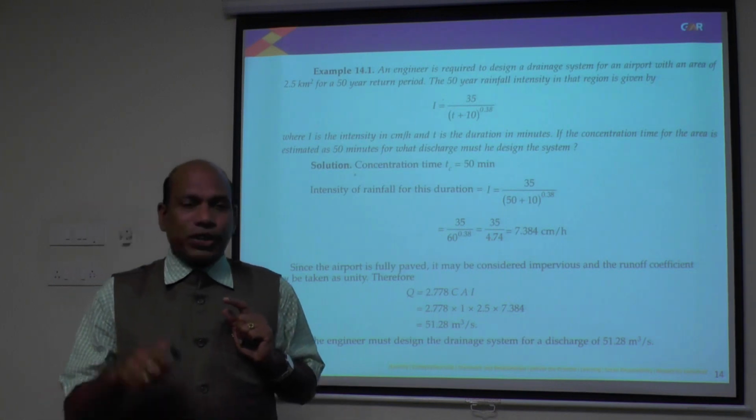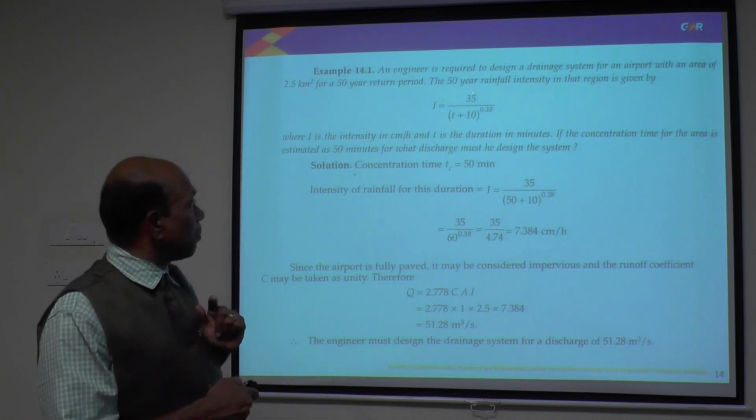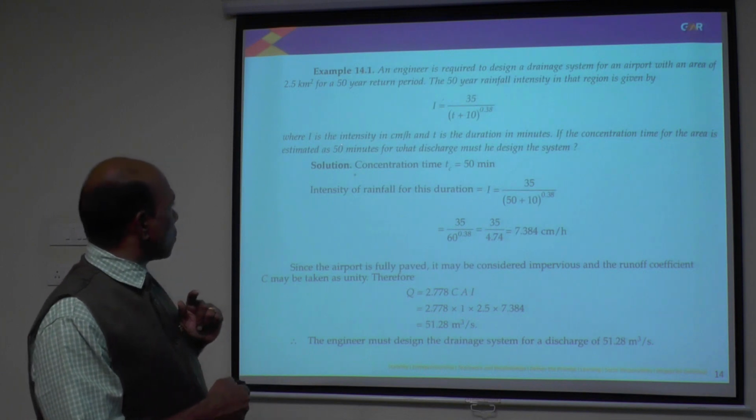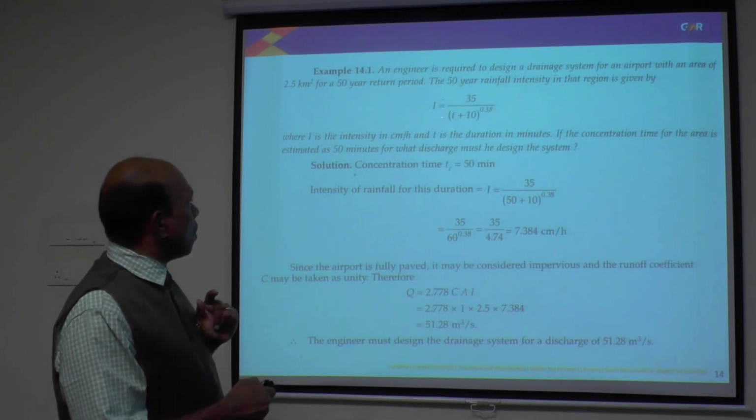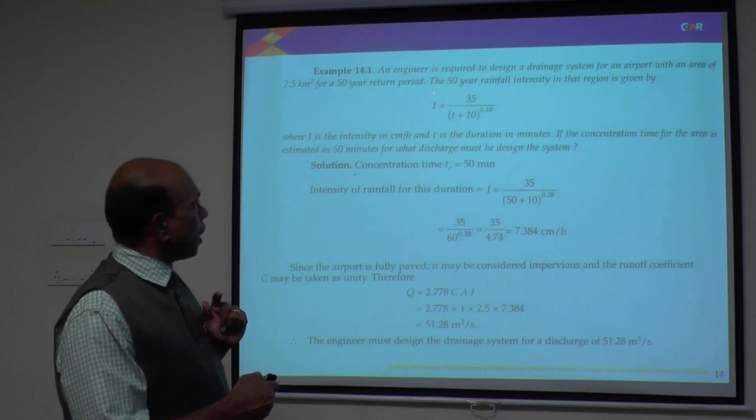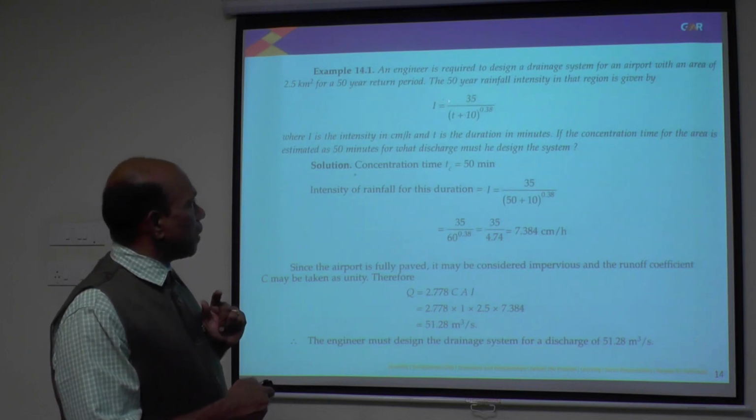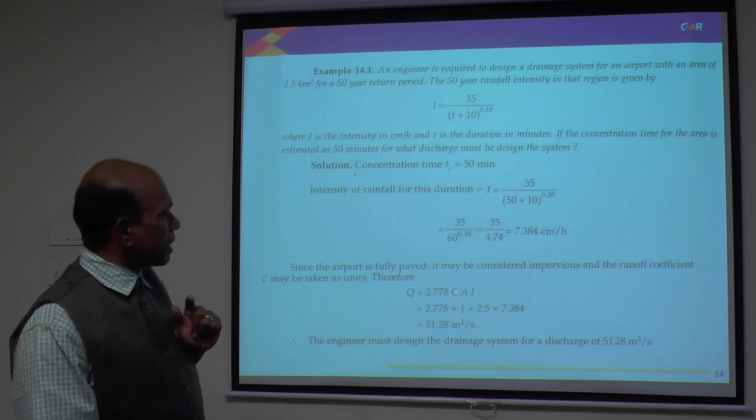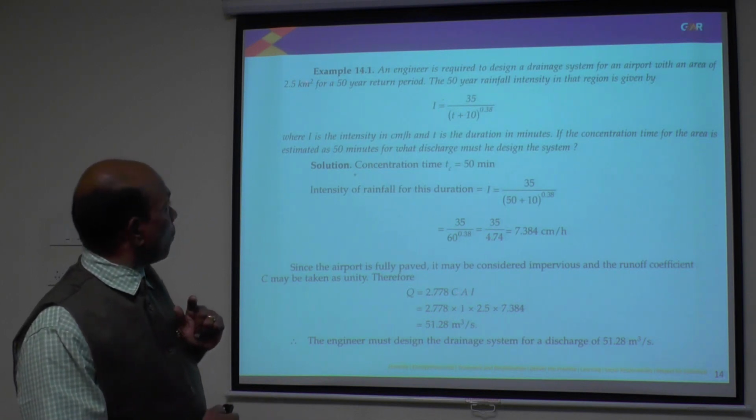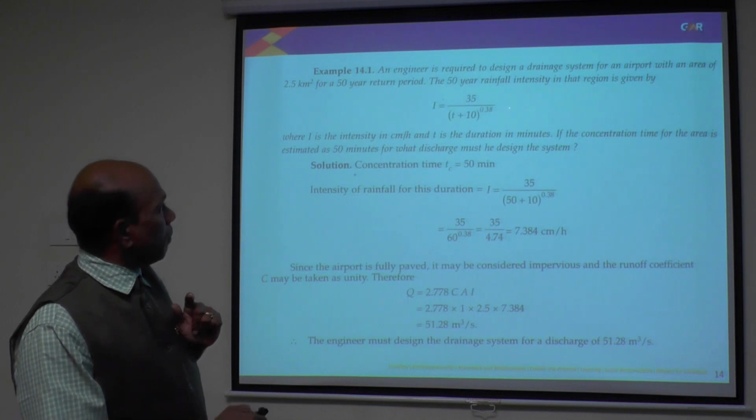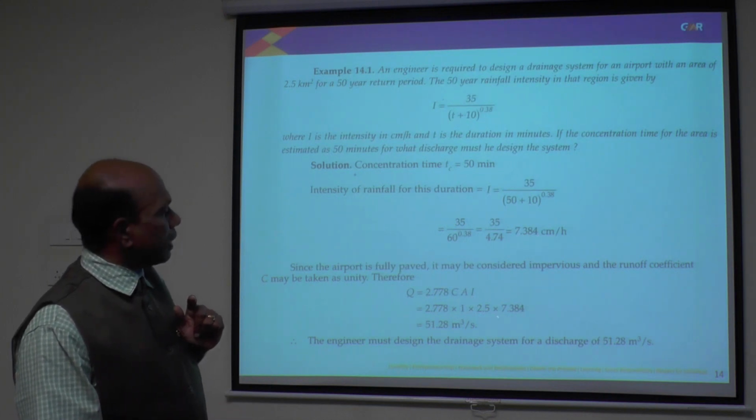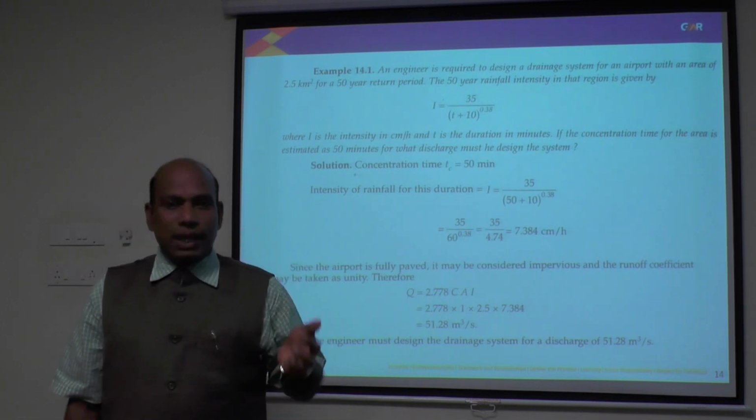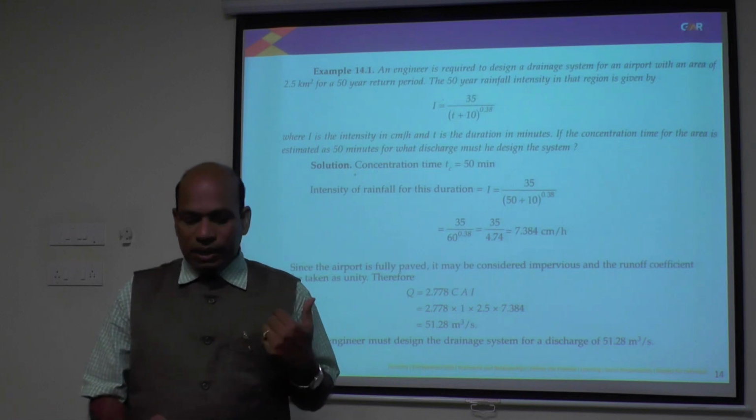I is not given directly. Here they have given one formula, 35 by (T plus 10) whole power 0.35. Here T is in minutes, and that value is also given, 50 minutes. We substitute it here, then we have the I value, intensity of rainfall, in centimeter per hour. Then substituting directly 2.778, C equal to 1, A equal to 2.5, and I equal to 7.38 by this formula, finally we have 51.28 meter cube per second, that is the design discharge by using the rational formula.